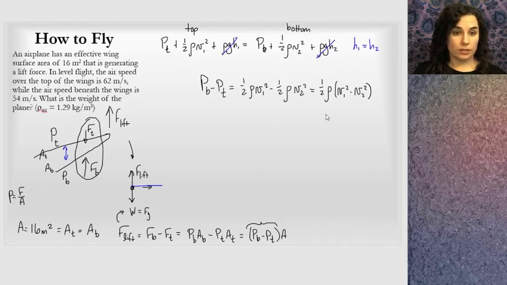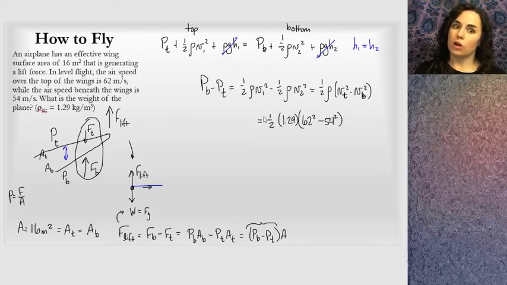And now I can plug in some numbers. Rho of air is 1.29 kilograms per meter cubed. That was included in the problem. And I'm going to put these velocities in. V1 is the velocity on the top, and V2 is the velocity on the bottom. So the velocity on the top is 62. I'll put that in, 62 squared. The velocity on the bottom is 54 squared. If I had these reversed, I would get a negative number, and that would be alarming to me because I expect this to be a positive number.